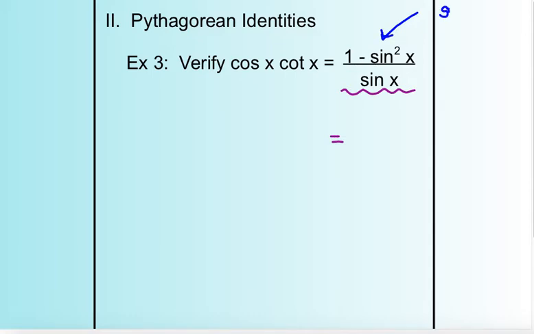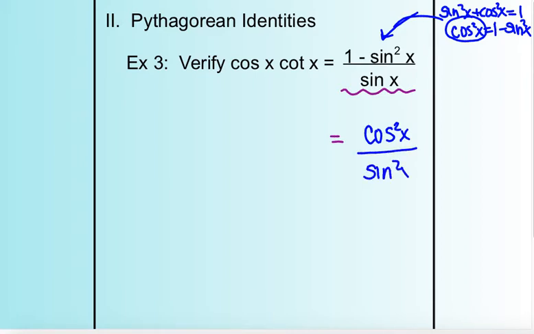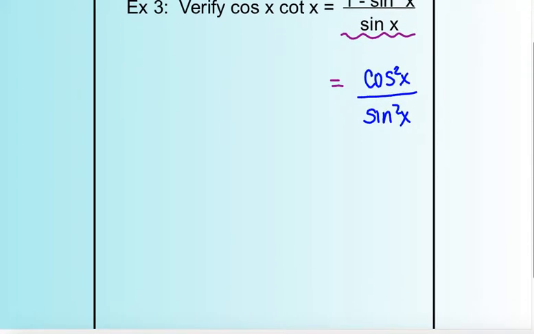If you remember, sine squared of x plus cosine squared of x equals 1. If I solve this for the cosine squared of x, that means I'm bringing the 1 minus sine squared of x over, so this is going to replace it here. My numerator now is the cosine squared of x, and then I have it over the sine squared of x. Now I'm going to separate out this large fraction into two separate fractions.